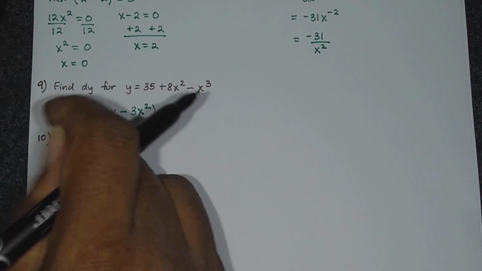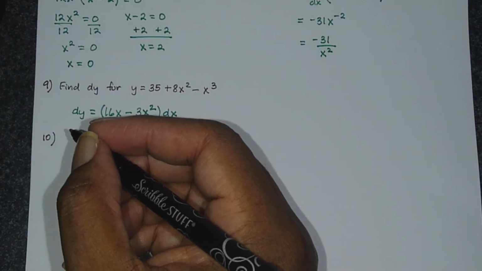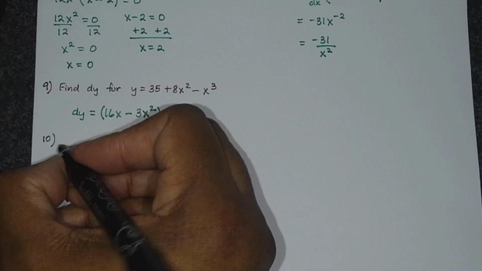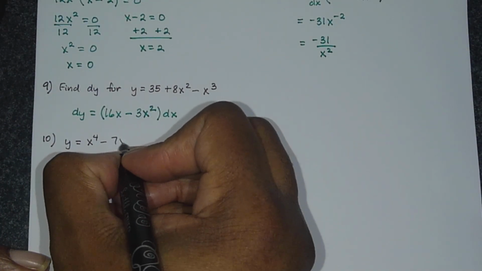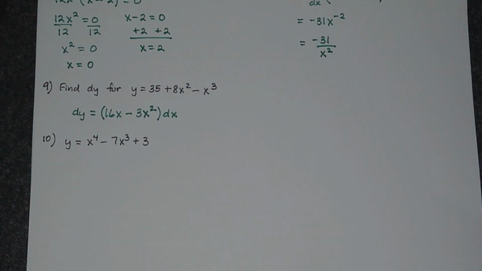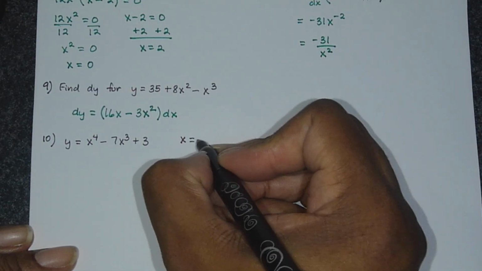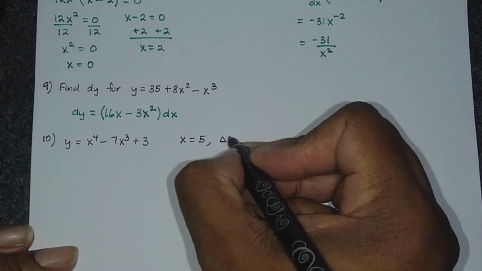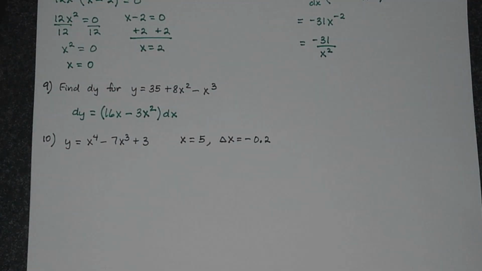Now, problem number 10. Here we've got y is equal to f of x, which is, of course, x to the 4th minus 7x cubed plus 3. They want us to find dy and delta y given x is equal to 5 and delta x is equal to negative 0.2. So we're given x is equal to 5, and also we're given delta x, which means a change of x, equaling negative 0.2.